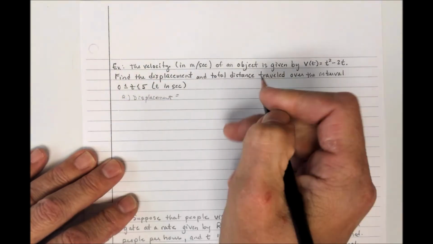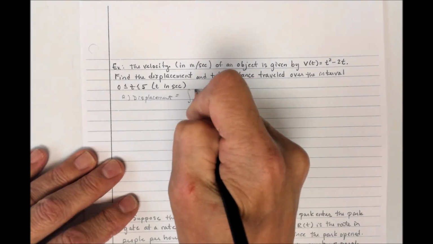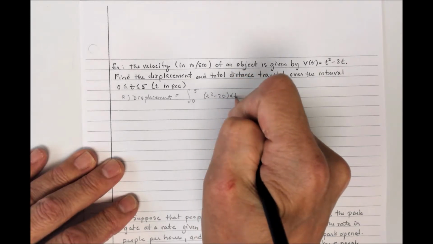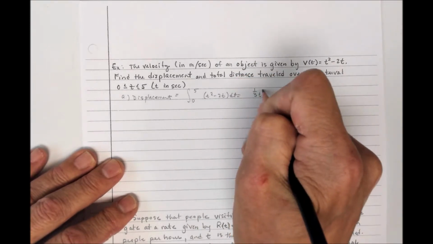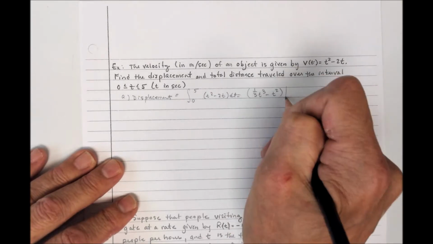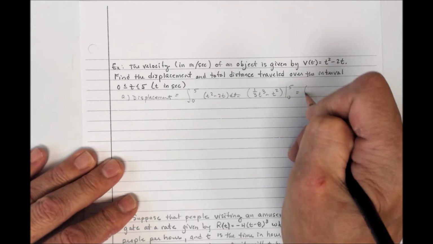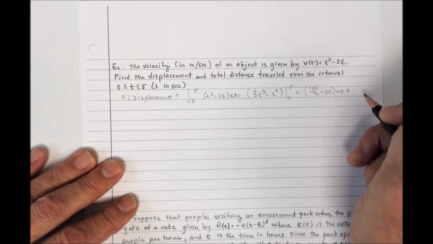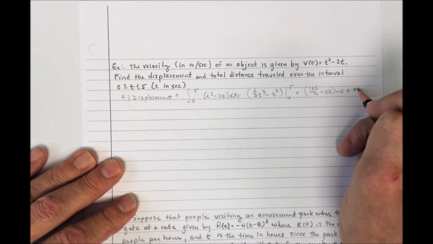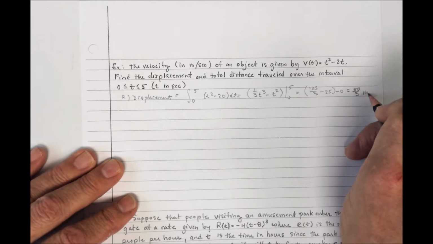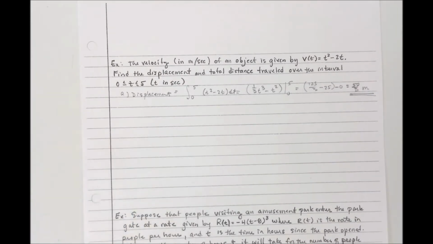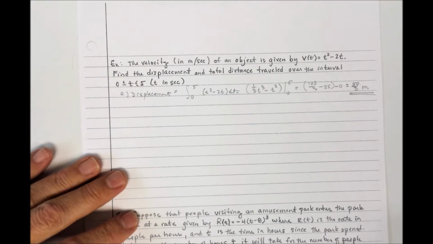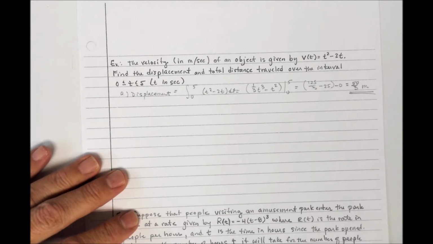All right, so I want to figure out what the displacement is first. The displacement would be the integral from 0 to 5 of my velocity, t squared minus 2t dt, which is 1/3 t to the third minus t to the second, running from 0 to 5. So that's 125 thirds minus 25 minus 0. And that'd be 75, so that'd be 50 thirds meters. It's a positive amount here, so we would have a total gain of 50 thirds meters from the initial starting point.